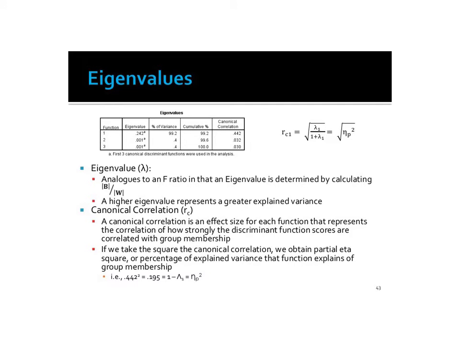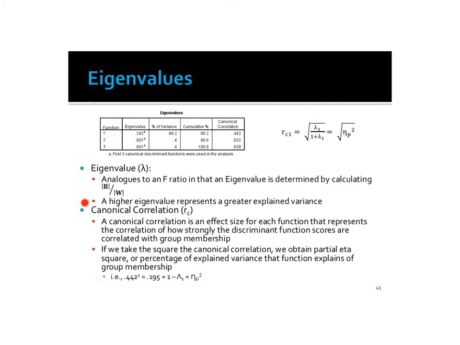So the next set of statistics we're going to look at is an eigenvalue. An eigenvalue actually uses lowercase lambda. That's just what you have here. And it's analogous to an F ratio in that it's determined by calculating the determinant of between over the determinant of within. So explained over unexplained, but in a multivariate perspective. As a result, a higher eigenvalue represents greater explained variance.